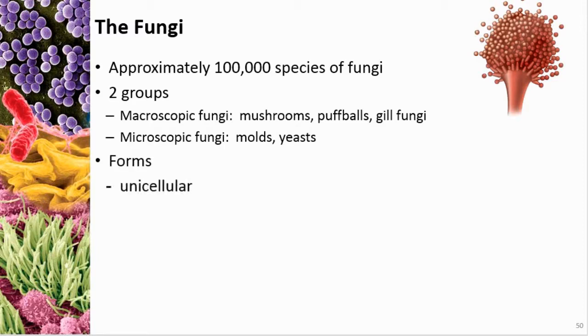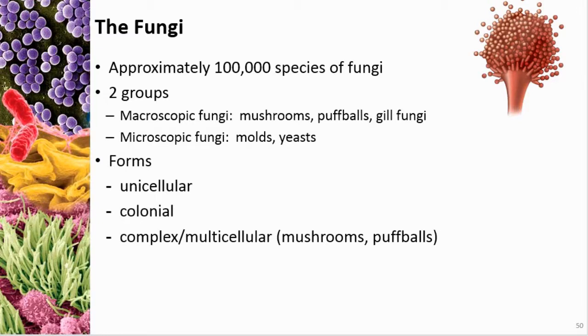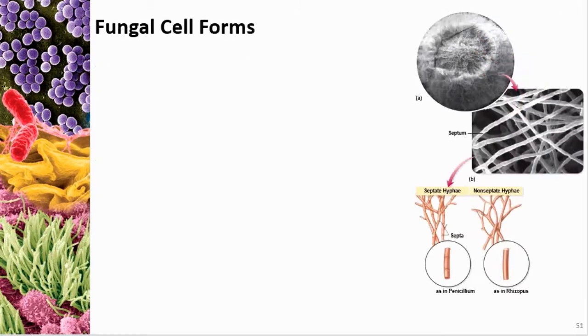So fungi can have different forms. They can either be unicellular, which is one cell, colonial, which is where separate organisms live together, or multicellular, which is where they're all part of the same organism with specialized cells. Mushrooms and puffballs would be the example of that.